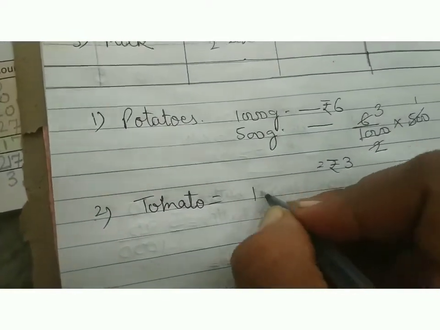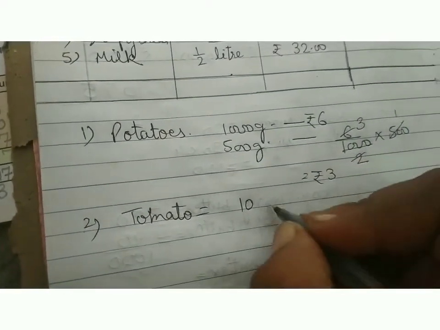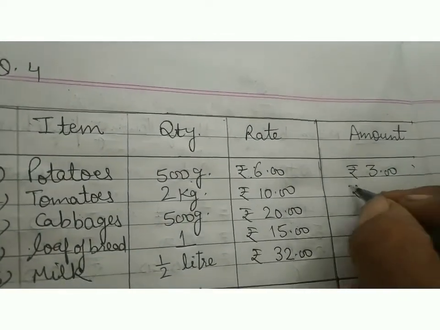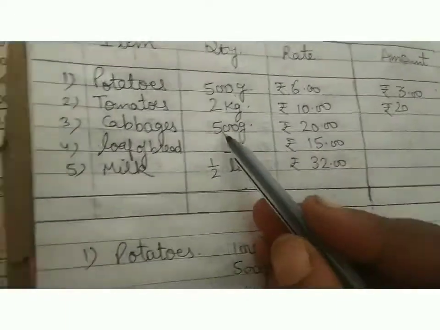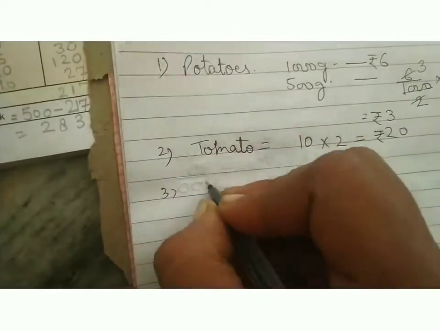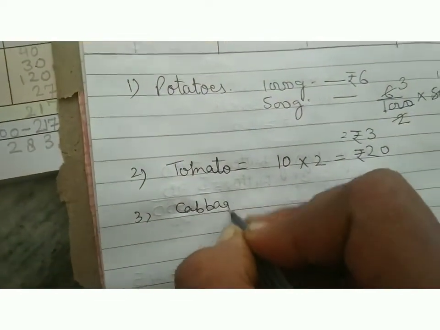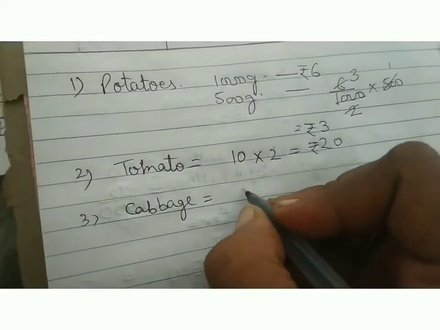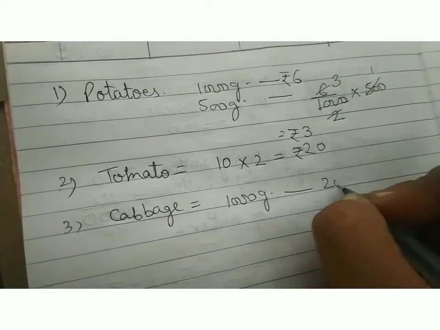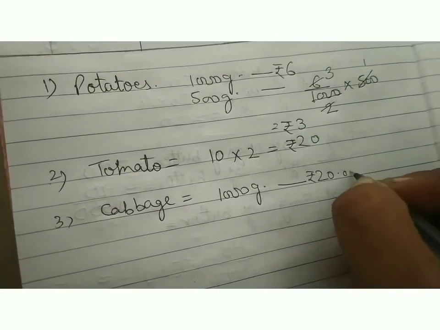As the rate is 10 rupees for 1 kg, so for 2 kgs it will be 20 rupees, right? So here we will write rupees 20. Next is 500 gram cabbage. Third is cabbage. So as I told you, 1000 grams of cabbage costs rupees 20, right?